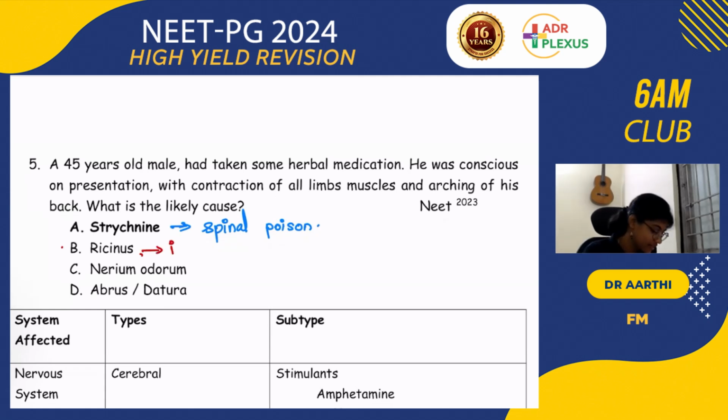Irritant, very good. It is an irritant. What about Nerium? Nerium is cardiac, very good. Abrus, Abrus precatorius.